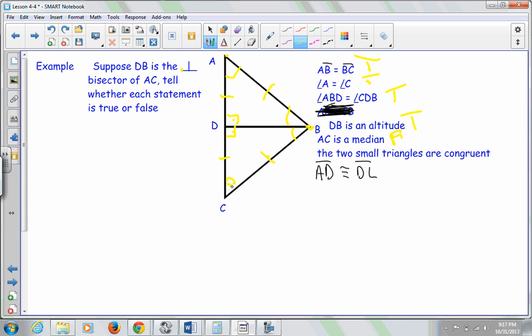Are the two small triangles congruent? Well, we said we had side angle side congruency, so that is also true. And is AD congruent to DC? Well, we said that it's a perpendicular bisector, and if DB is a perpendicular bisector, that means it cuts AC in half, so that is also true.